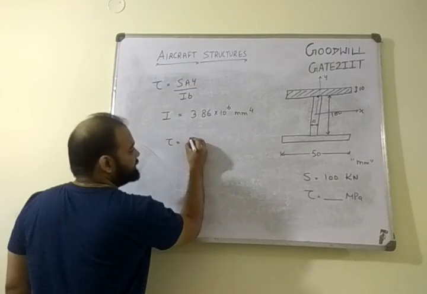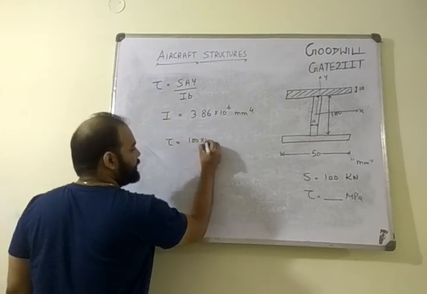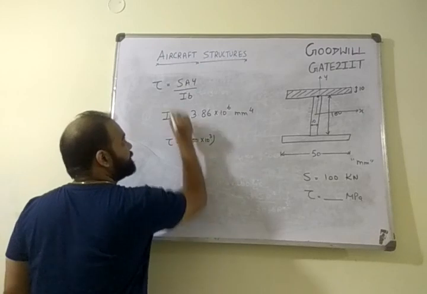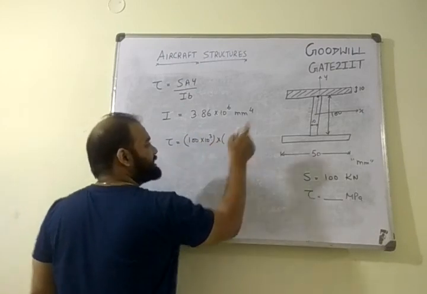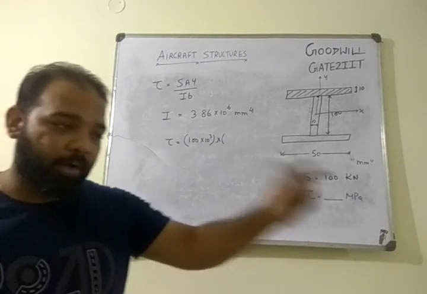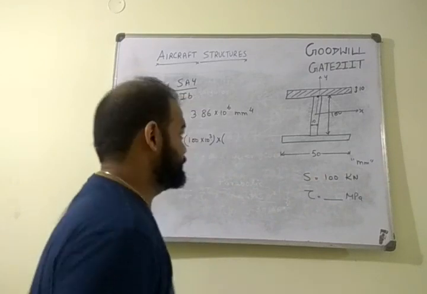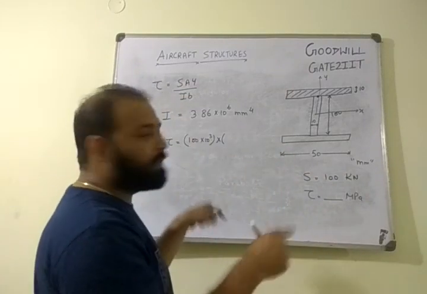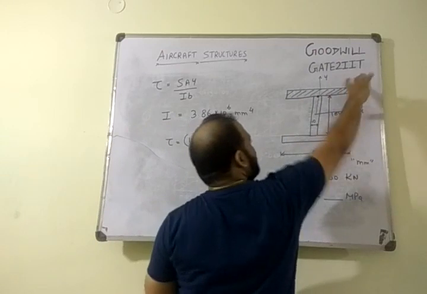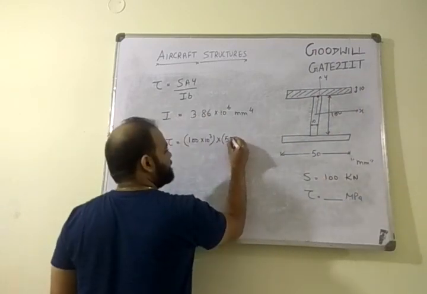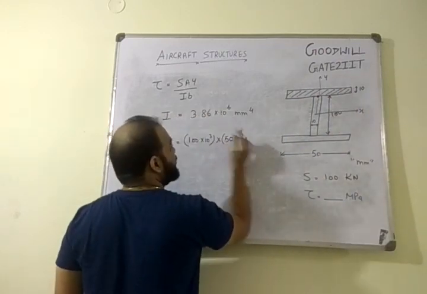S is 100 into 10 to the power 3. This is clear to everyone. Area is the shaded area starting from top till the point you want to calculate stresses. Can you tell me what we have shaded? We have shaded the above rectangle, right? So it will be 50 into 10. So I'll write 50 into 10.